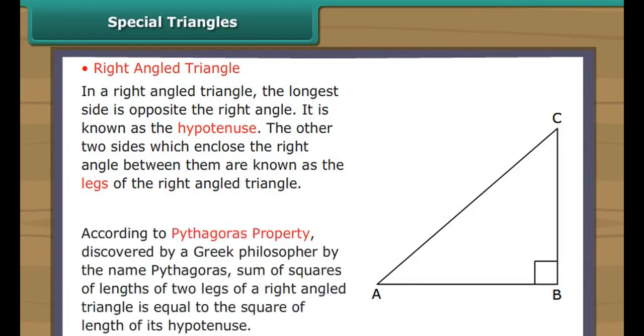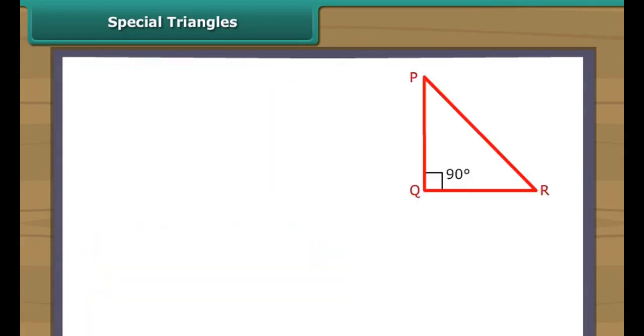According to Pythagoras' property discovered by a Greek philosopher by the name Pythagoras, sum of squares of lengths of two legs of a right-angled triangle is equal to the square of length of its hypotenuse. According to Pythagoras' property, in right-angled triangle PQR, PQ square plus QR square is equal to PR square.